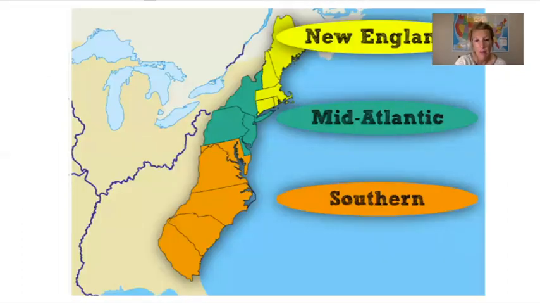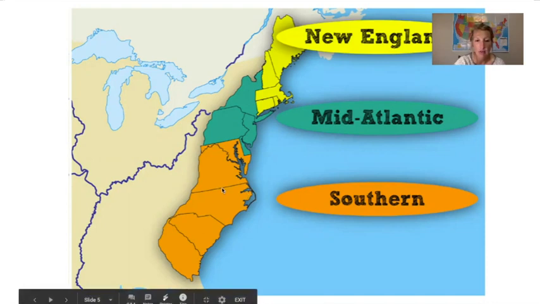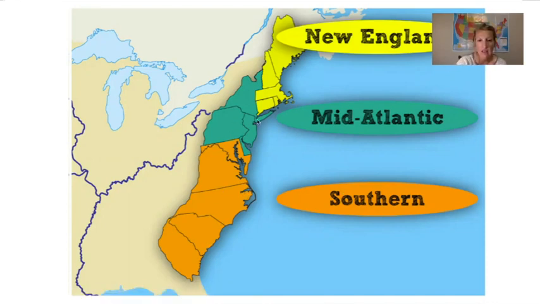Here's a map of the three regions. We have New England up here, up north. We have the Mid-Atlantic or middle colonies, which are in the middle. And we have the Southern colonies, which are down south. You can see the states that were included in these different regions.